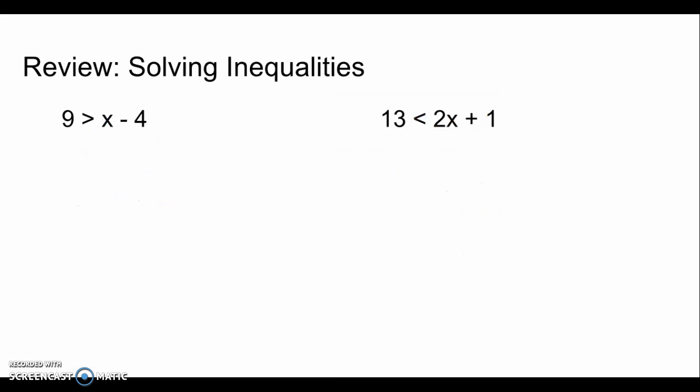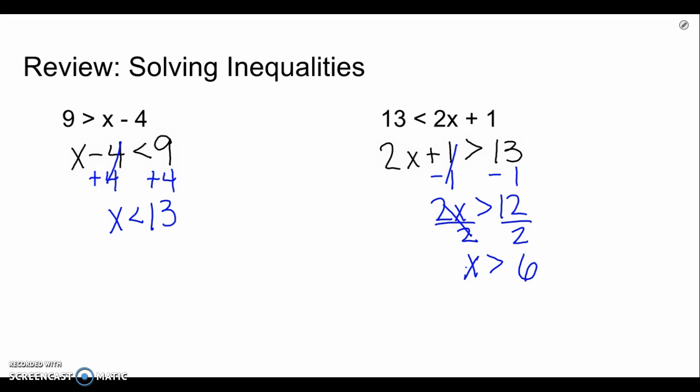All right, go ahead and copy down these last two problems to solve on your own. Remember, when solving inequalities, the variable needs to be on the left side of the inequality symbol. When we rewrite the first equation, we should have x minus 4 is less than 9. We see that our symbol is still open towards the 9, so we wrote it correctly, and x is less than 13.